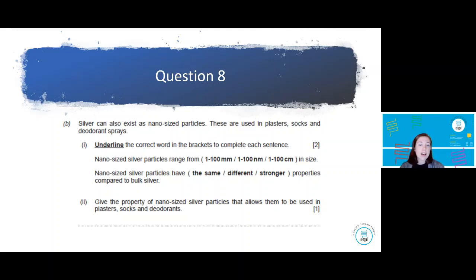Nano-sized silver particles have the same, different, or stronger properties compared to bulk silver. And then finally, give the property of nano-sized silver particles that allows them to be used in plasters, socks, and deodorants. Off you go.